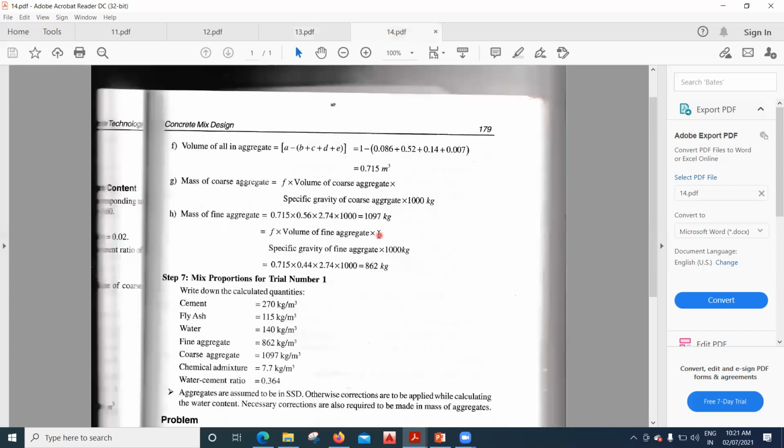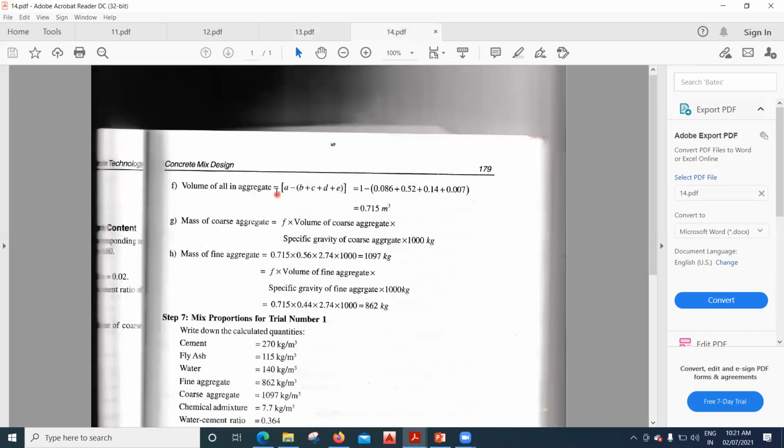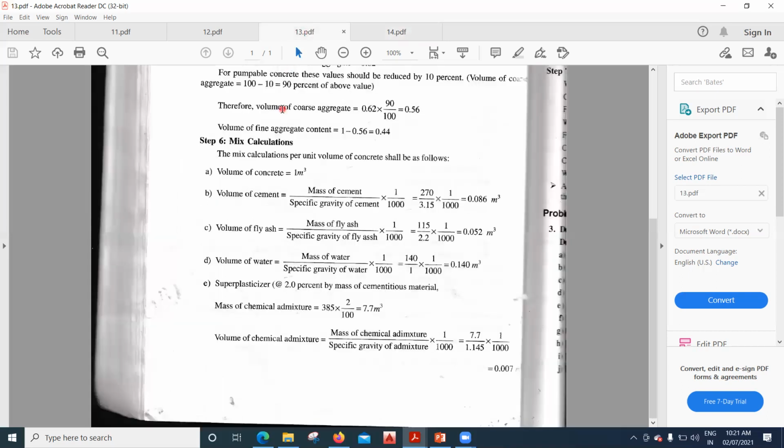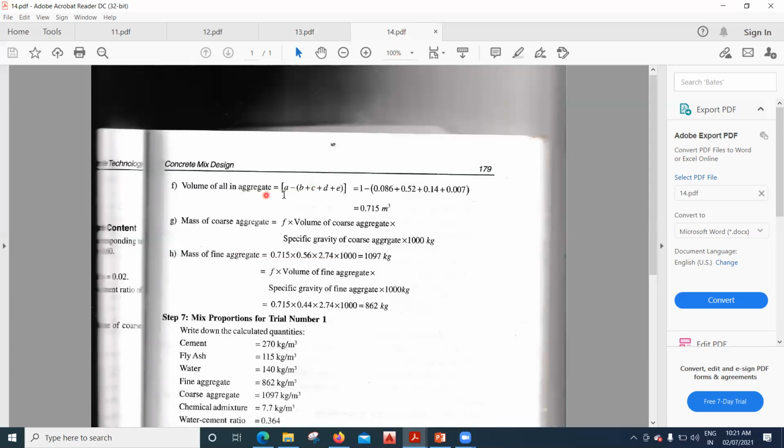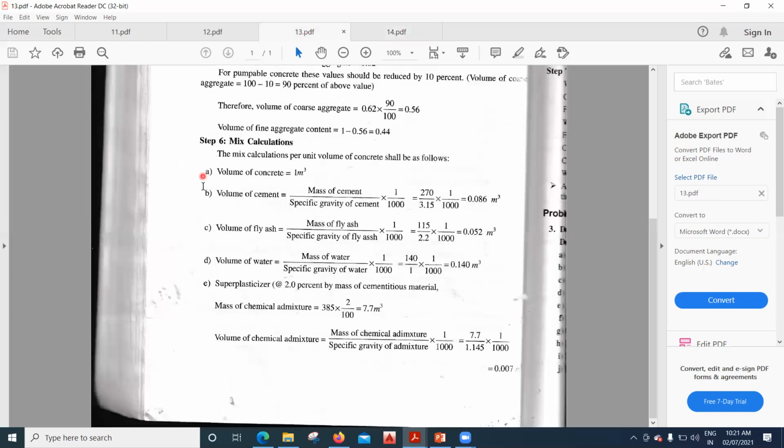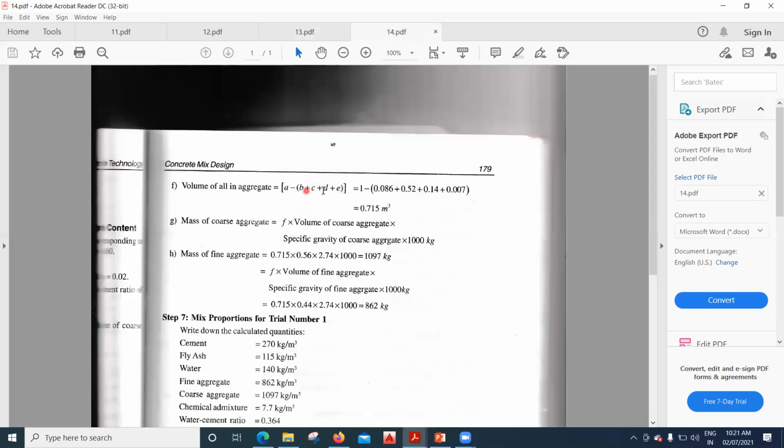That's it. Once you're done with this, the last one is volume of all-in aggregate. To find the volume of all-in aggregate, whatever answer you got here, that is volume of concrete, 1, minus volume of cement, minus volume of fly ash, minus volume of water, minus volume of chemical admixture. Whatever volume is left out will be my coarse aggregate and fine aggregate volume. So the volume of all-in aggregate, with the a, b, c notation given, is a minus b plus c plus d plus e, which is 1 minus 0.06 plus 0.52 plus 0.14 plus 0.007, and comes out to be 0.715 cubic meter. So this is all-in aggregate. This includes your fine aggregate and coarse aggregate.